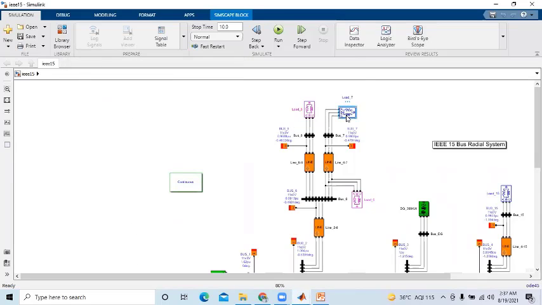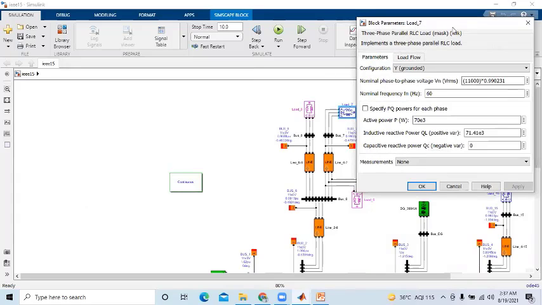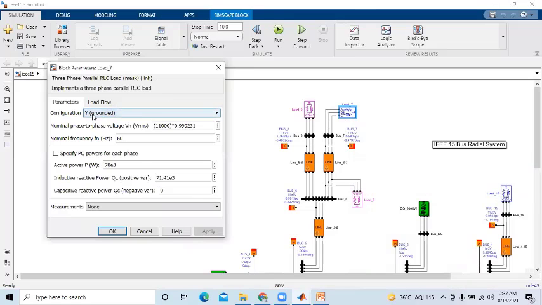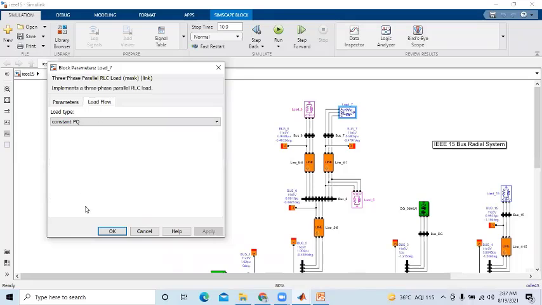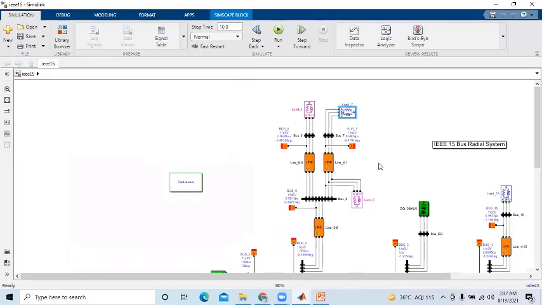Similarly, the other loads are also specified. For example, look at load number 7. This load number 7 is also star grounded, with an active power of 70 kilowatts and an inductive reactive power of 71.41 kVAR. Again, this load does not have any capacitive reactive power, which is why it is defined as 0. Similarly, we have to define each of the loads at the connected buses.